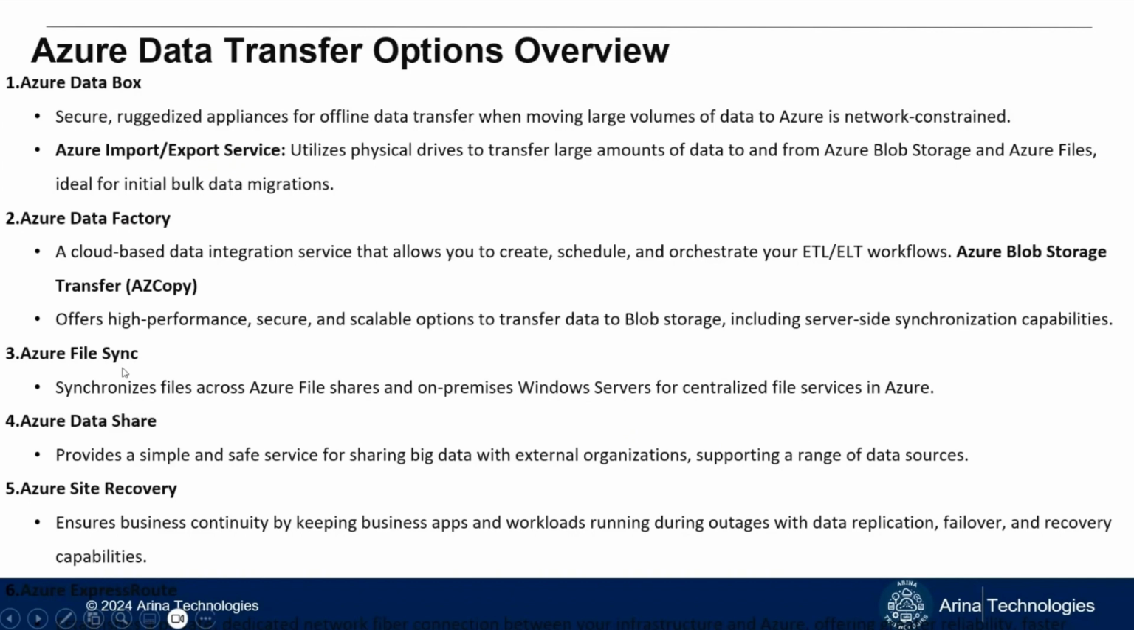The File Sync option. Now, what is File Sync? It synchronizes files across Azure file shares and on-premises Windows servers or centralized file servers in Azure. Now this is a keyword, centralized, where you have different storage. Like if you have an on-prem data center and you have different locations that are there. So what you could do is use File Sync, which will consolidate the data from all these different locations and then put the data into a shared common centralized location in Azure.